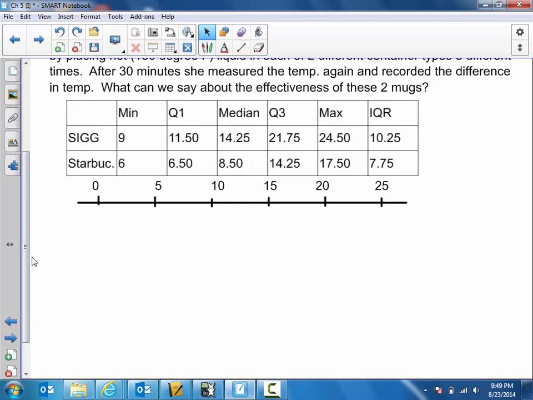And basically someone has gone through and, many times, 8 different times per mug, they have measured the temperature drop before and after this 30-minute mark. Okay, so you're pouring hot coffee in, and then 30 minutes later checking to see what the temperature is. All right, so for the SIG cup, the median's at 14.25, so just below 15, right about there.